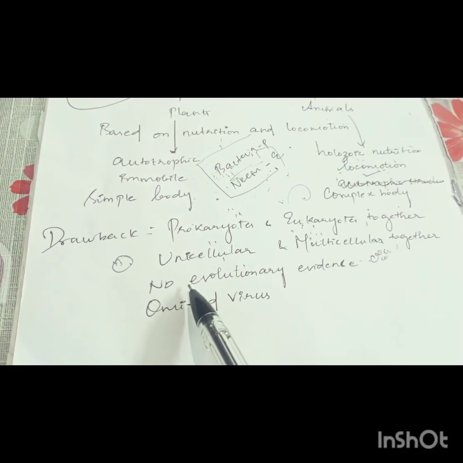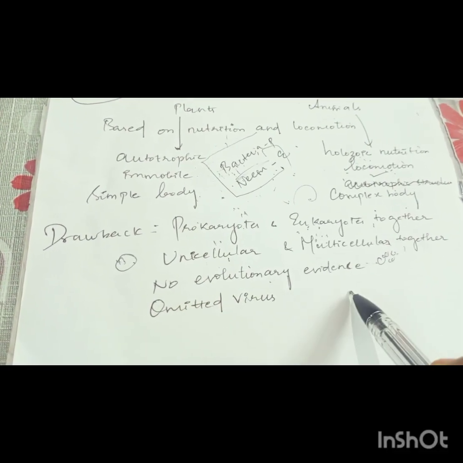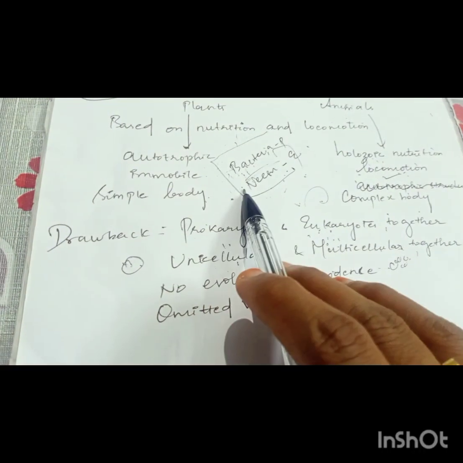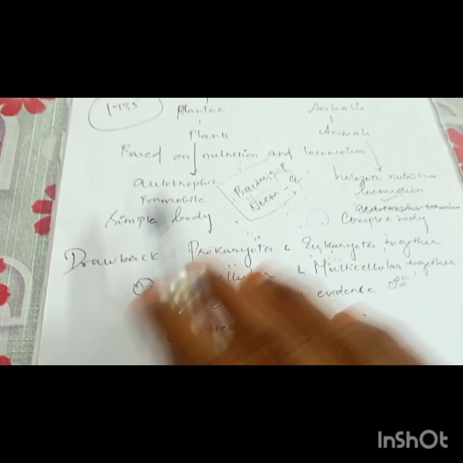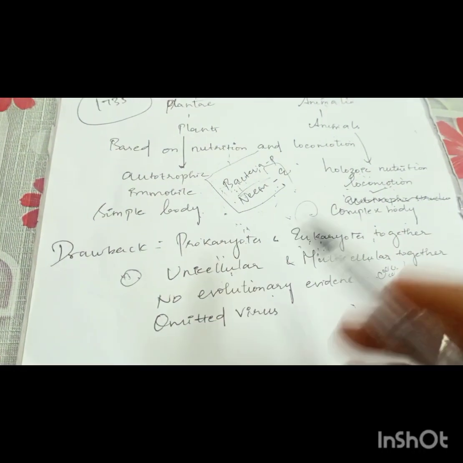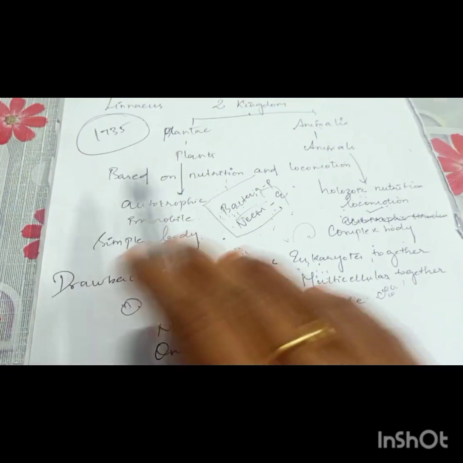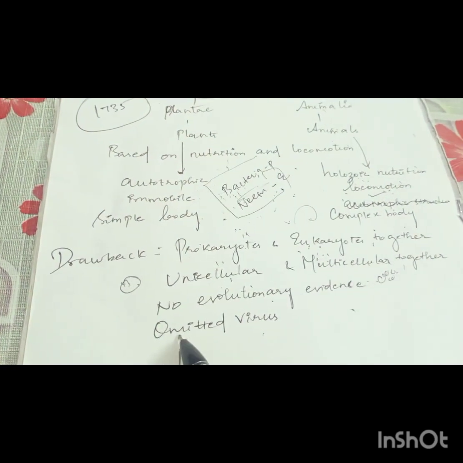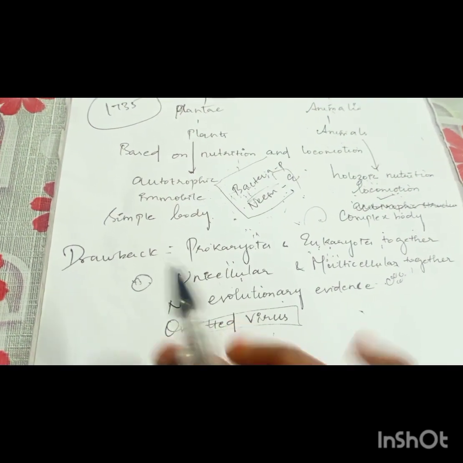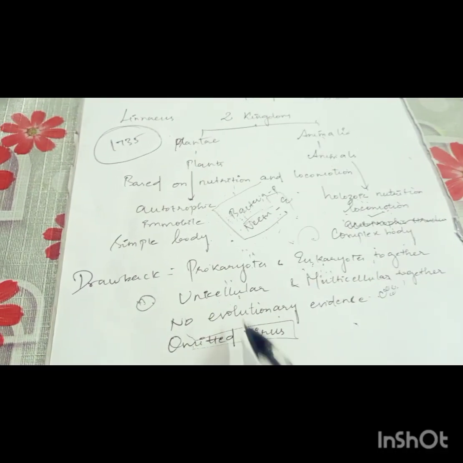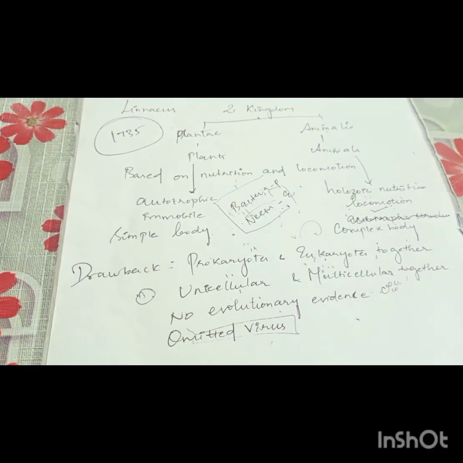And there was no significant evidence on their evolution, how it evolved, how they are related. And in this system, the complex organism, that is the virus, is completely omitted. So these are the notable drawbacks of the Linnaeus system.